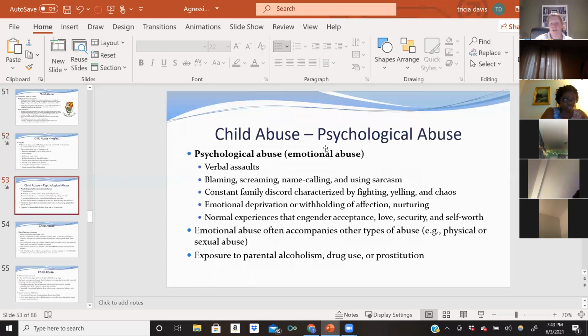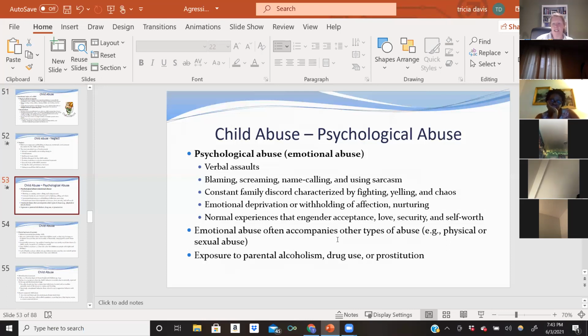Then we have psychological abuse, which is also called emotional abuse. So these are your verbal assaults. This is when we're blaming them for things, we're screaming at them, we call them names, or we talk to them using sarcasm that humiliates them. We see this in families who are constantly fighting, yelling, and live in an environment where there's nothing but chaos. Emotional deprivation or withholding of affection or not nurturing your children. Normal experiences that engender acceptance, love, security, and self-worth.